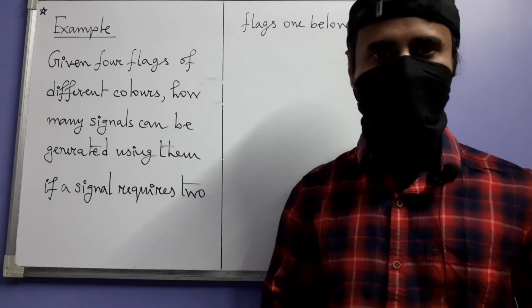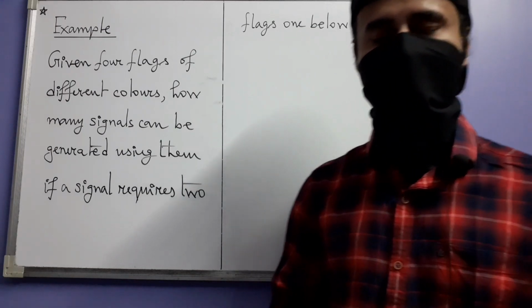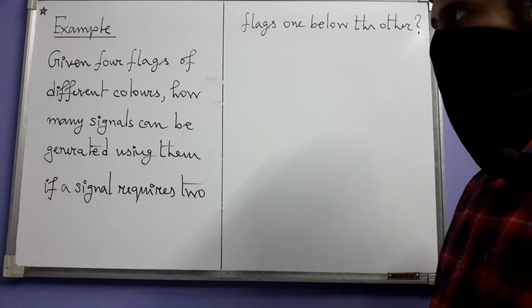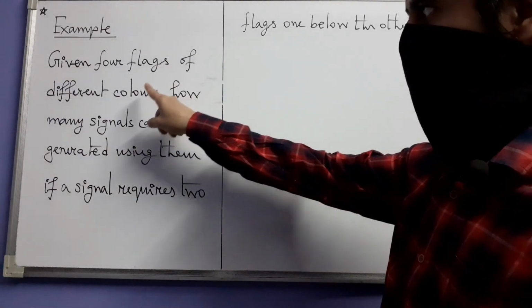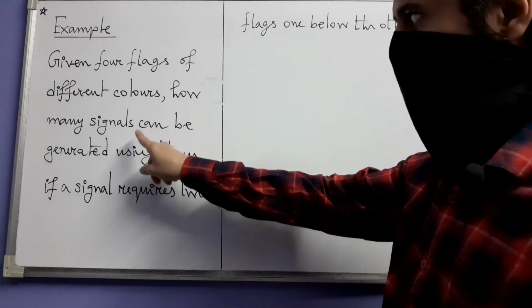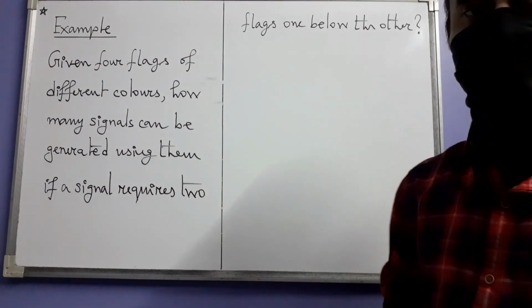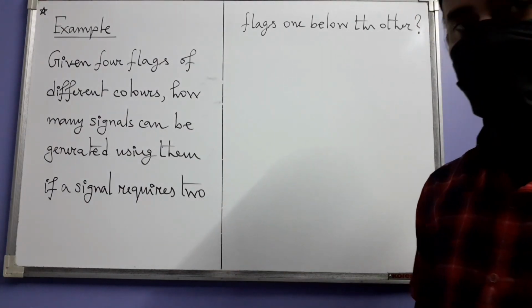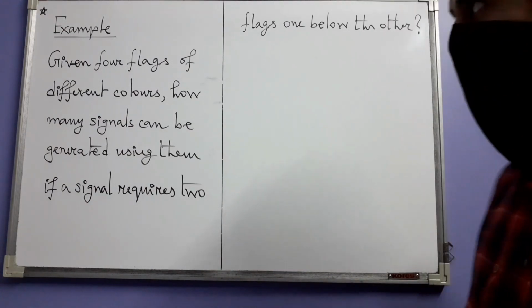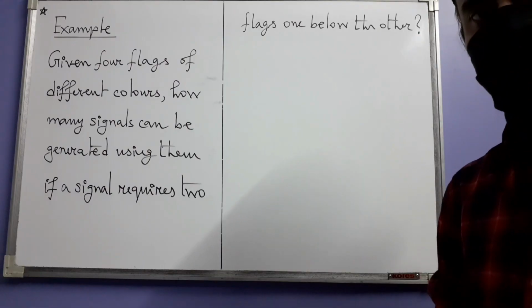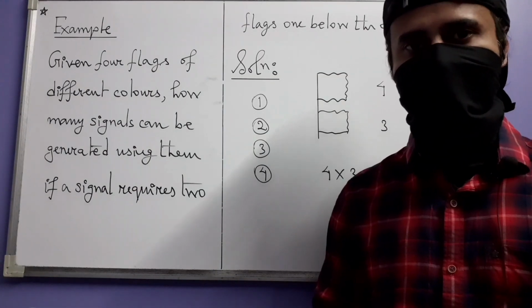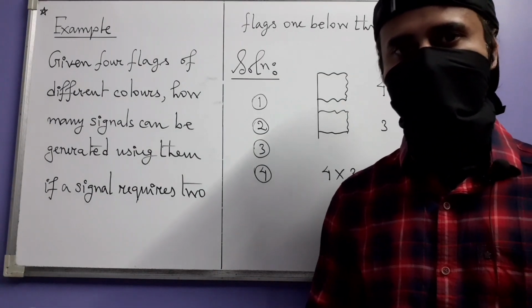Let's continue our discussion of permutations with more examples. Let's see this next one. Given 4 flags of different colors, how many signals can be generated using them if a signal requires 2 flags, one below the other? Let's see the main idea of the solution without writing sentences.